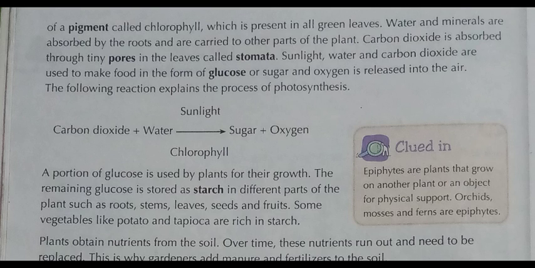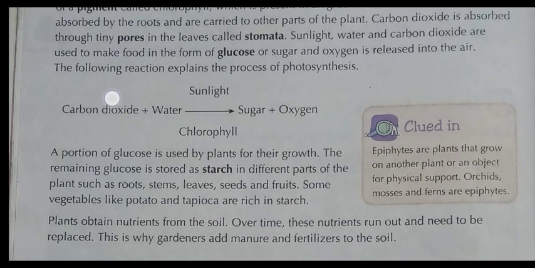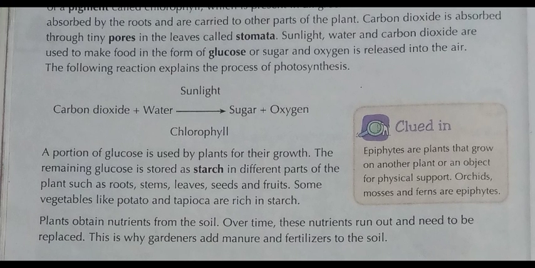Water and minerals are absorbed by the roots and are carried to other parts of the plant. Carbon dioxide is absorbed through tiny pores in the leaves that are called stomata. So what are the tiny pores in the leaves known as? They are known as stomata. Sunlight, water and carbon dioxide are used to make food in the form of glucose or sugar, and oxygen is released into the air. The following reaction explains the process of photosynthesis very clearly: carbon dioxide plus water, then sunlight, chlorophyll, they form sugar plus oxygen.